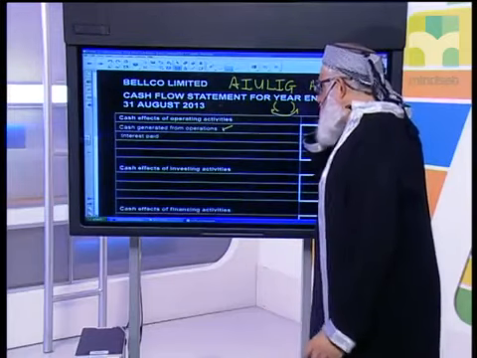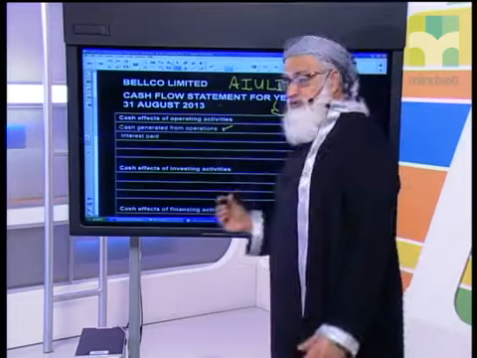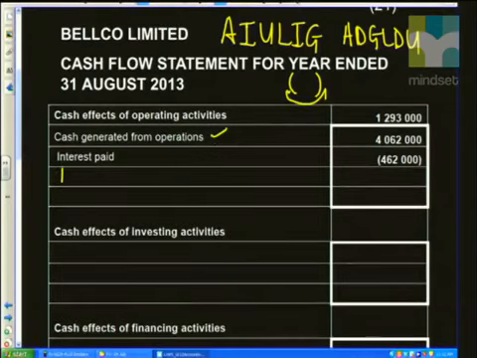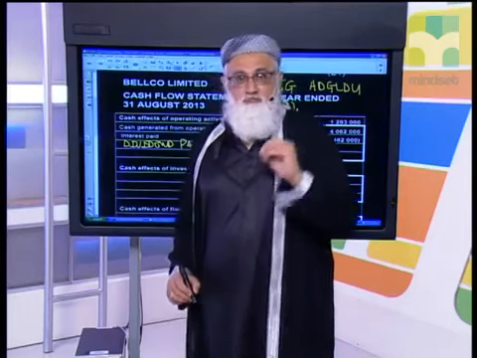Moving on to the question, what do we have to calculate? We have to calculate the dividends that were paid. Remember the figure you're looking for: what is the amount of the dividend that was paid?